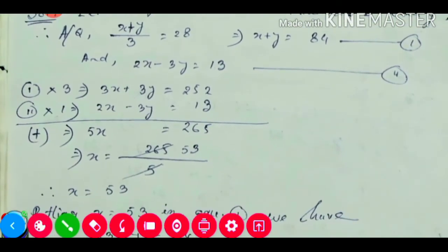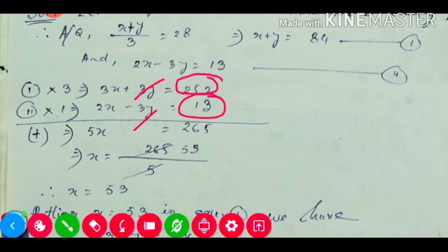Now equation number 2 we need to multiply with the coefficient of y in equation number 1. In equation number 1, the y coefficient is 1. With 1 we need to multiply equation number 2. So 1 multiplication remains the same: 2x minus 3y is equal to 13. Now see, it is the opposite sign. This one is plus, this one is minus. That means we need to do addition. Equation number 1 plus equation number 2. If we add, 3 plus 2 is equal to 5x. And plus 3y and minus 3y will cancel. And 252 plus 13 will be 265.